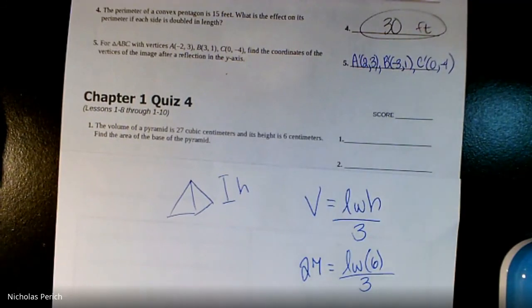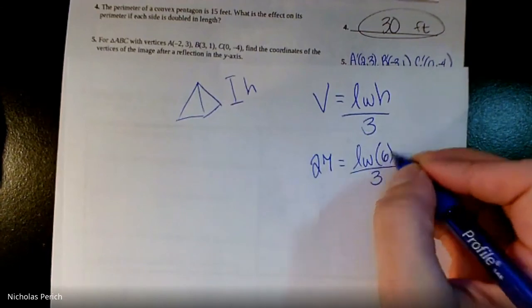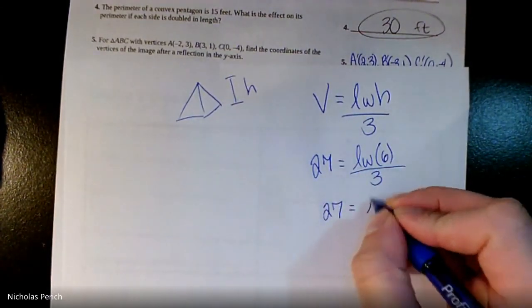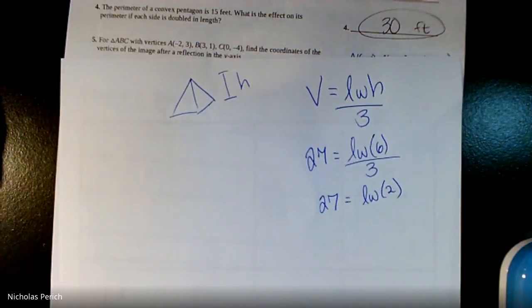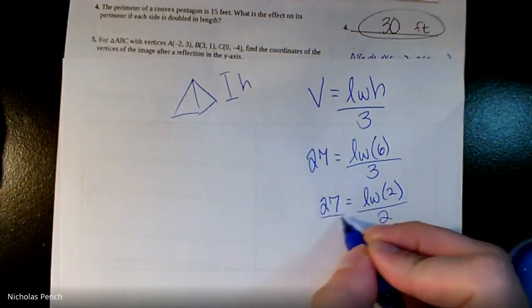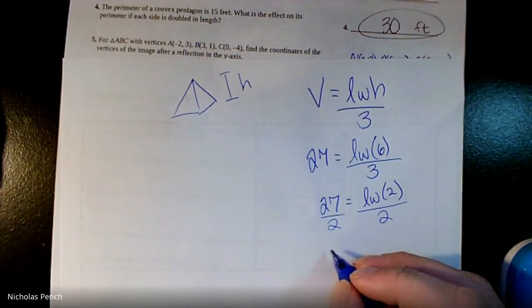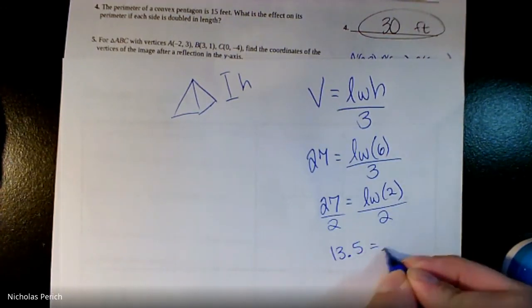Now, let's not go insane and be like, what do I do first? It really doesn't matter. First off, 6 divided by 3 is 2. So I have 27 equals LW times 2. Divide both sides by 2, and you get 13 and a half. 13 and a half is length times width.